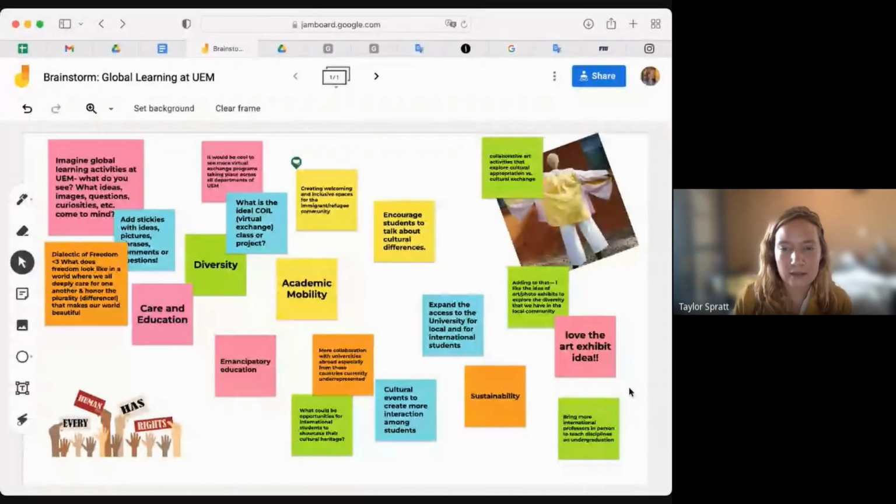So we have a lot of ideas around how culture can show up on campus. Ideas: more cultural events to create more interaction among students, creating more welcoming and inclusive spaces for immigrant and refugee folks in our community, more virtual exchange programs across disciplines, across departments, thinking about this idea of care, of emancipatory, liberatory education, more space to talk about cultural differences, to expand access to the university, more collaboration with universities from countries that the university doesn't have a lot of representation from, more international professors, and ideas of art exchanges and creating art together.